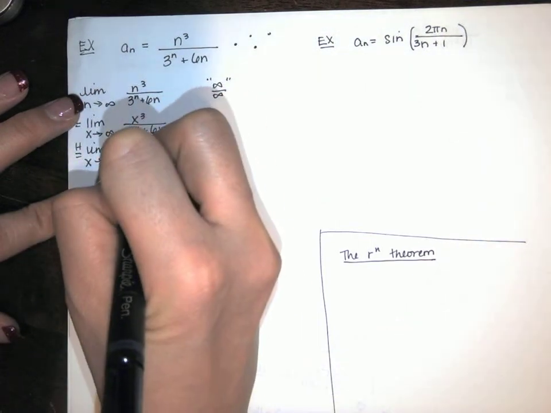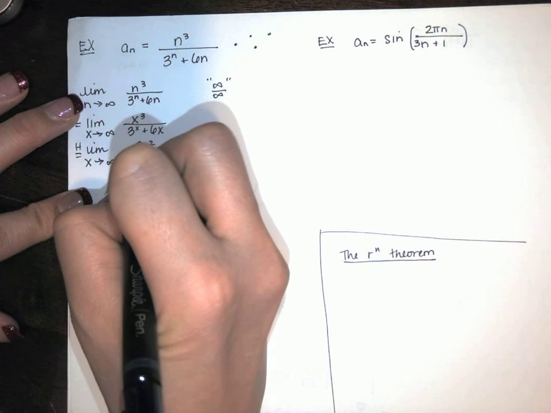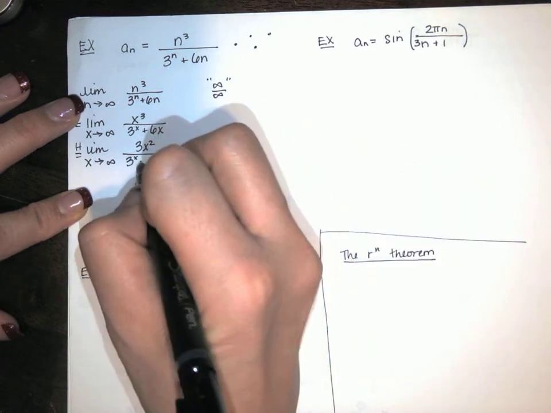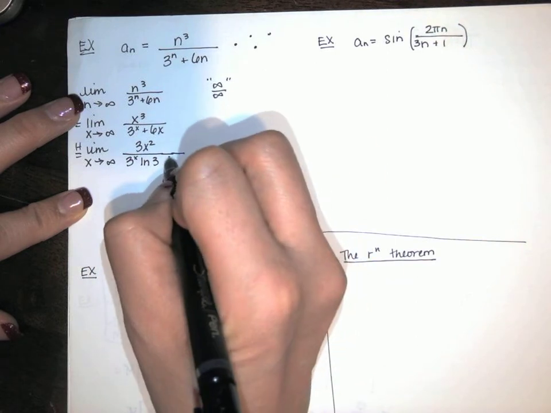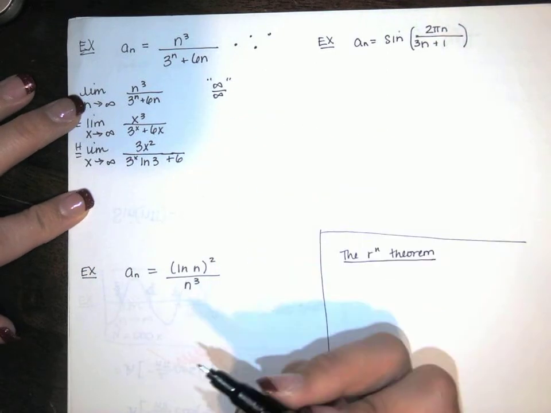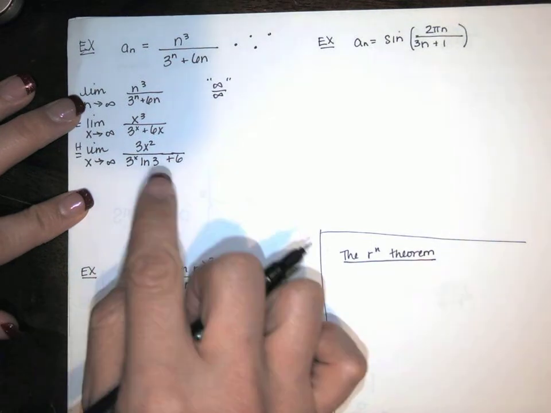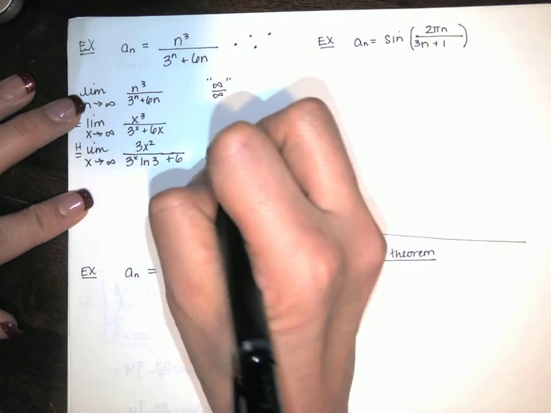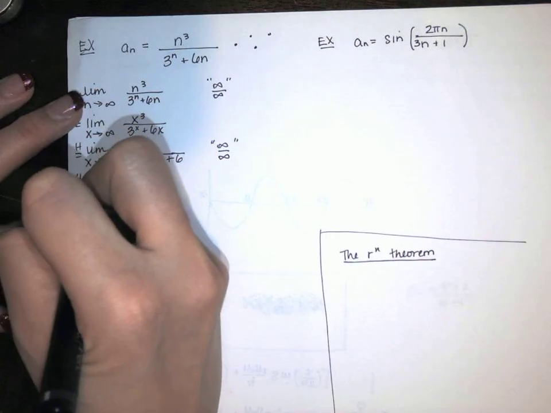Take the derivative of the numerator and the derivative of the denominator. Derivative of 3 to the x is exactly the same exponential times log of the base. Derivative of 6x is just 6. Question is, is it still infinity over infinity? Yes, as x goes to infinity, 3 to the x still goes to infinity, and x squared still goes to infinity. So we've got to use L'Hopital's rule again.